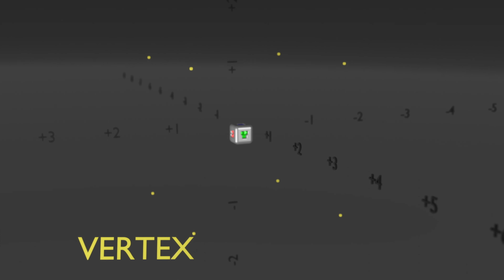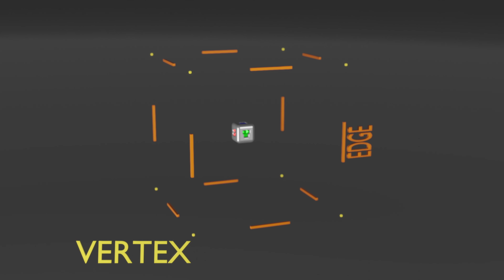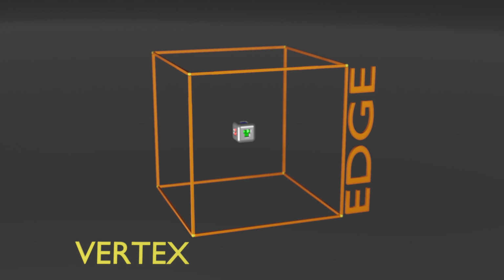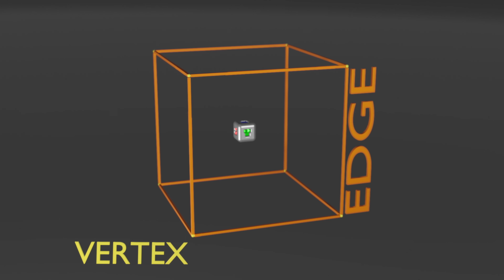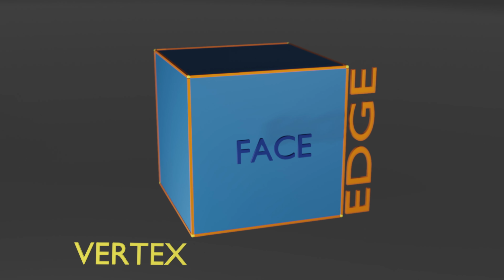When I join these vertices together to form my cube, I now have a wireframe shape made up of edges. By filling in the area between the edges, I create a new element called a face. We now have a 3-dimensional cube with its center at the origin point.